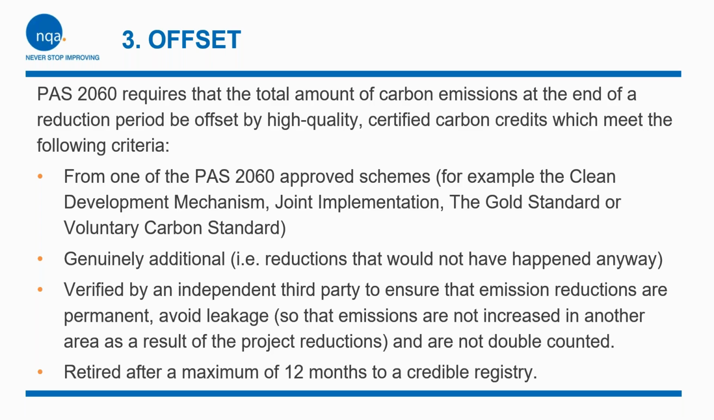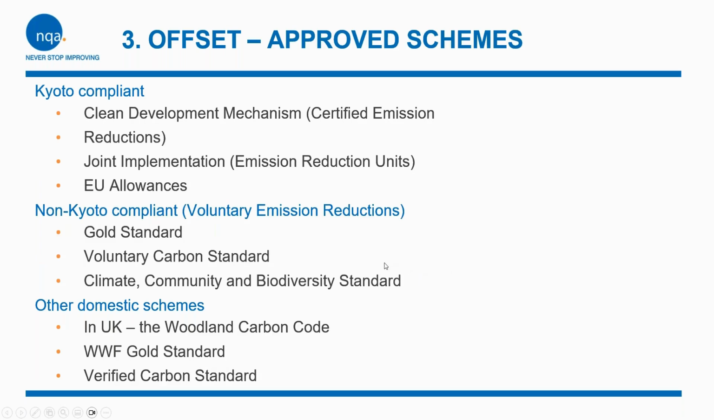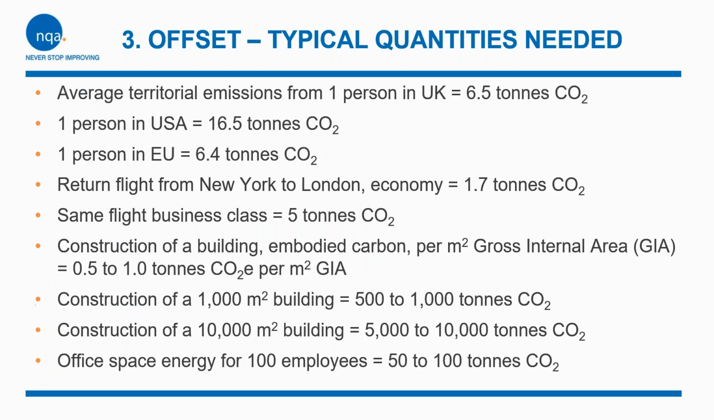So that's what we mean by leakage, making sure then that this isn't just moving stuff to somewhere else in the world, and these offsets have to be retired to what's called the credible registry. So this is just a snip from the standard itself that talks about the different approved schemes. And again, you can read that. That's a slide within the presentation. Just to give you some ideas, and again, this is just a little bit of background information. You can just read this in your own time.